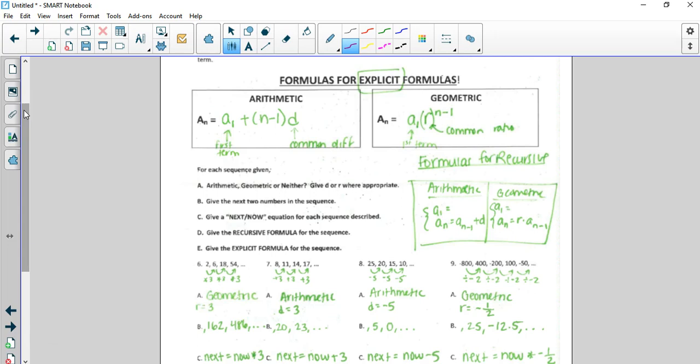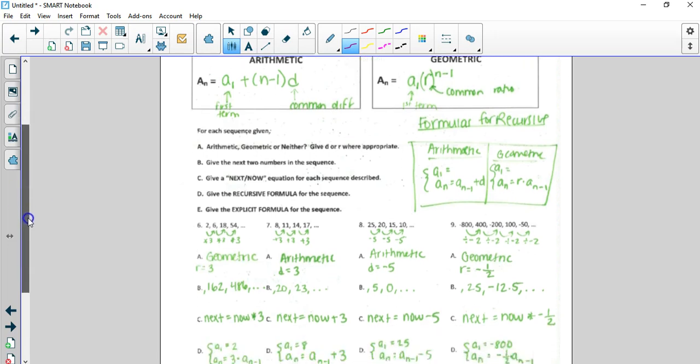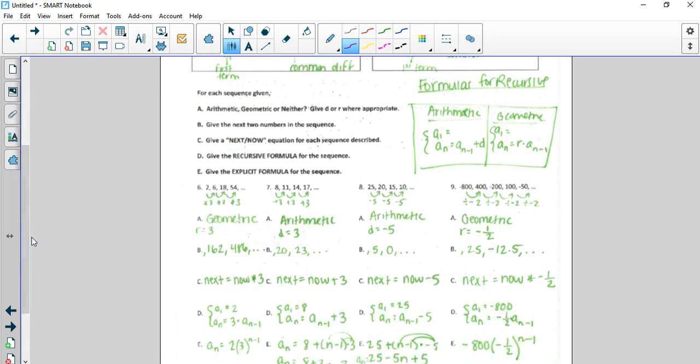So it says, for each sequence given, mark if they're arithmetic or geometric or neither. Give D for arithmetic or R for geometric. And if it's neither, there is no D or R because there is no single pattern or change. Remember, arithmetic is adding or subtracting, and geometric is multiplying. You could say dividing. Either way, you can use a fraction or not. Give the next two numbers.